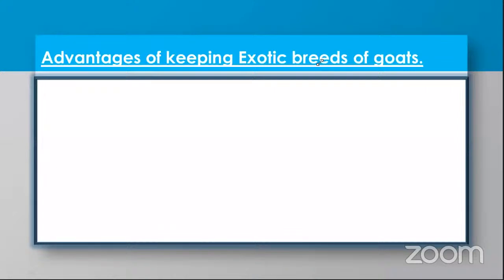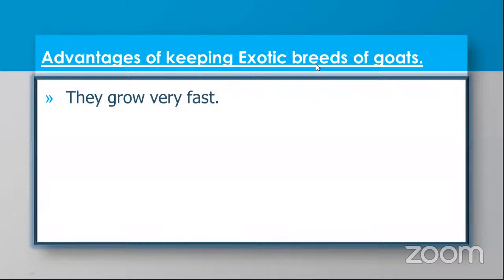Okay, so let me give you some of the advantages. I can see some of you are writing in the chat, but you are mixing up the advantages and the disadvantages. Once you're keeping exotic breeds, they grow very fast. That is the first answer that I expected from you. When you are keeping exotic breeds and someone else is keeping local breeds, the person keeping exotic breeds will find his goats grow very fast. In 1 year, yours has grown bigger than those local breeds. And once you take them to the market, people like buying something which is big, not the small one.